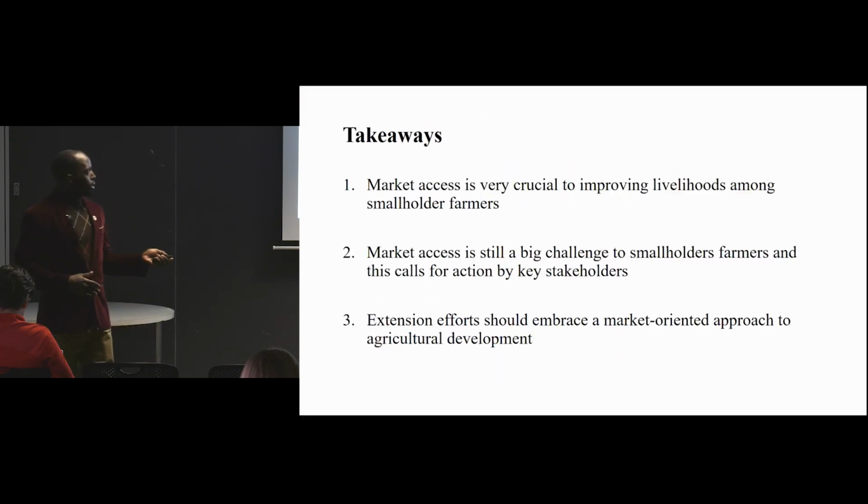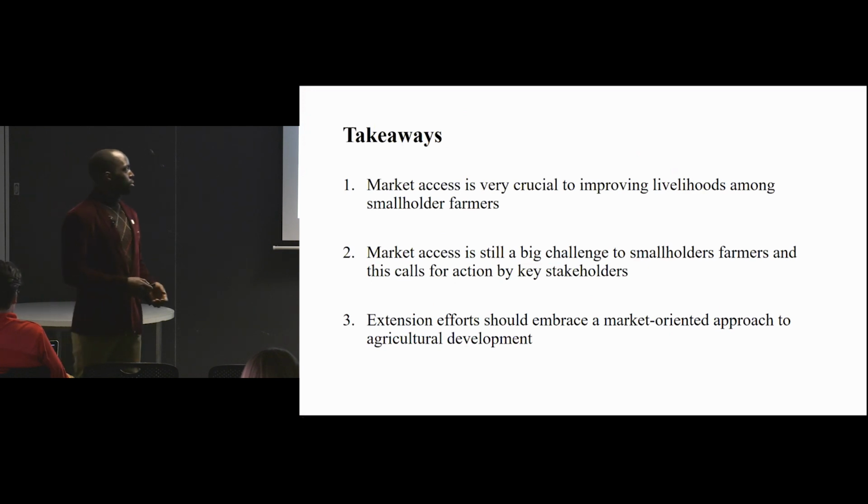And I would like to conclude by giving you my takeaways again, which is that market access is very crucial to improving the livelihoods of smallholder farmers, but we still face many challenges, and we need action from different stakeholders. My emphasis has been on extension. Cornell is an extension, and many people here have good knowledge in technology and technical expertise in production, but we need to do a lot when it comes to markets in assisting smallholder farmers.